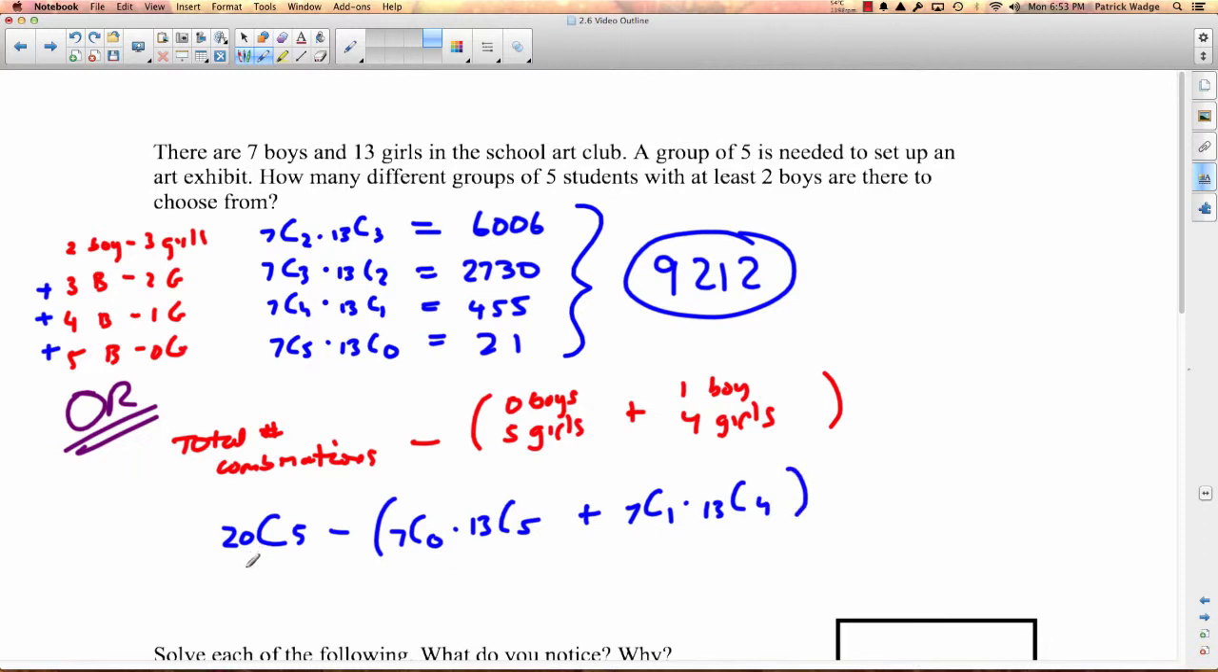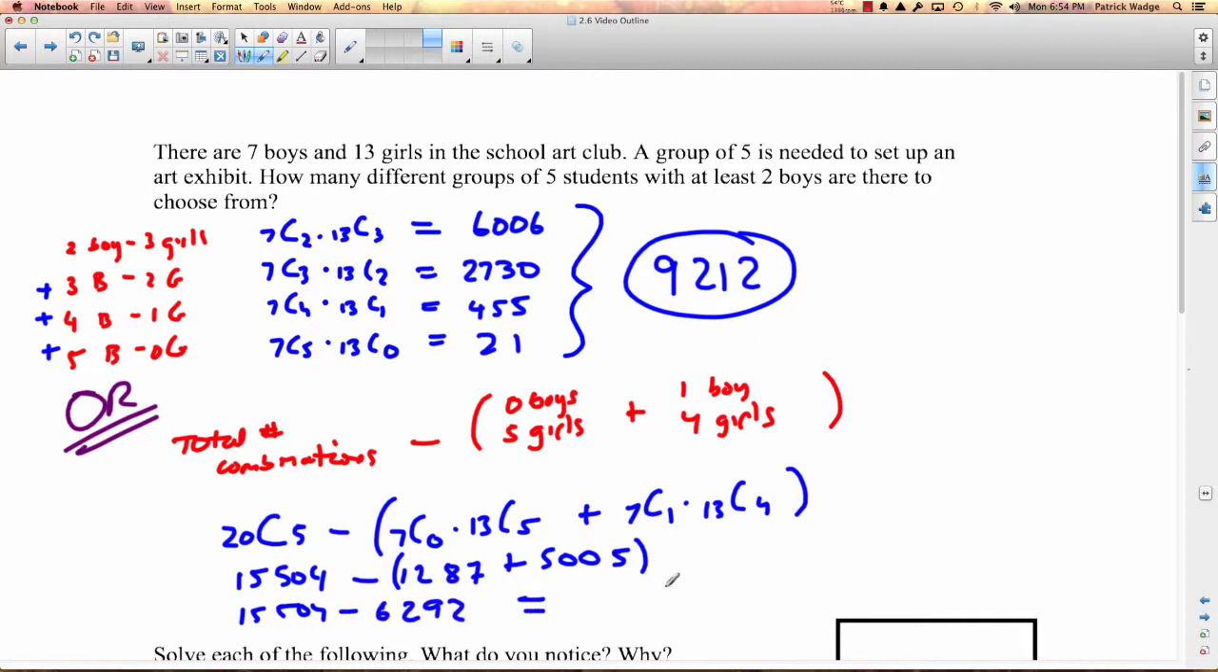Okay, 20 choose 5 is 15,504. 7 choose 0 times 13 choose 5 is 1,287. I'm going to keep this in brackets. Plus 7 choose 1 times 13 choose 4 is 5,005. So now I have 15,504 minus, I add those together, and I get 6,292. And if I subtract those, I get 9,212, which is exactly the same thing we got up above.